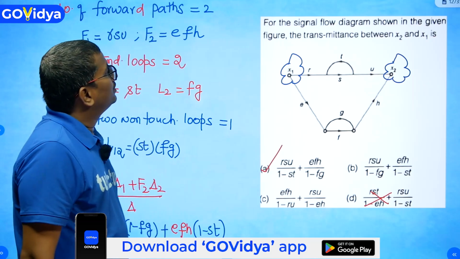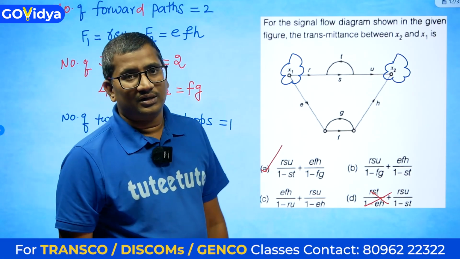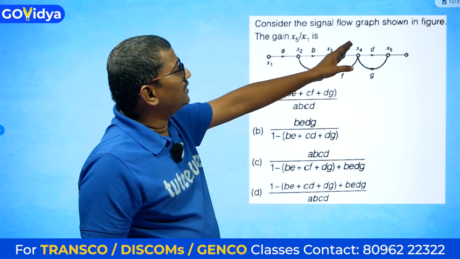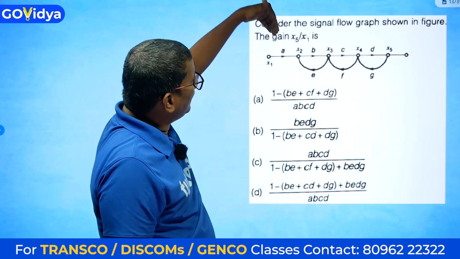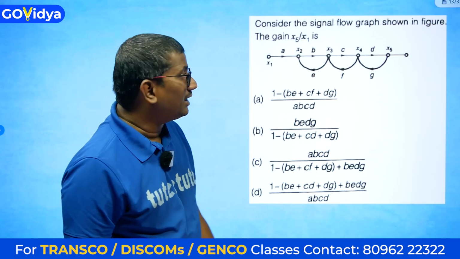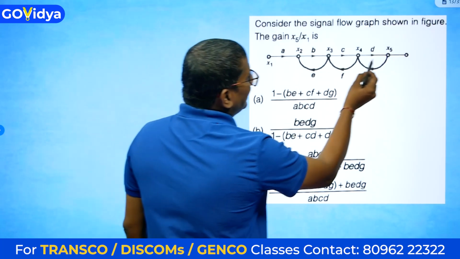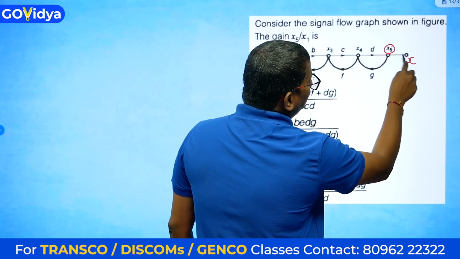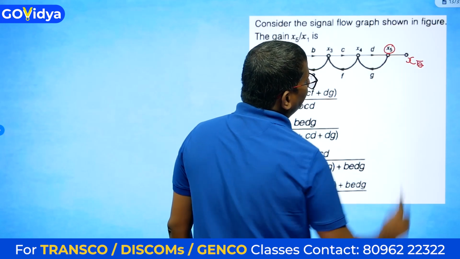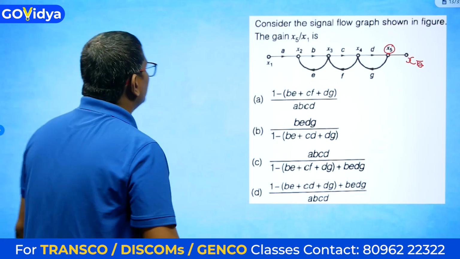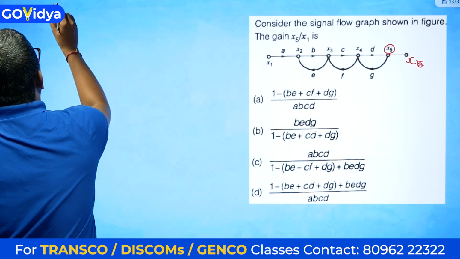Okay. Now let us see another question. If you see the question, consider the signal flow graph shown in the figure. Calculate the gain x5 divided by x1. They have given x5 here, but actually this and this both are the same. This is x5. So as usual, x5 by x1 from the Mason's gain formula.